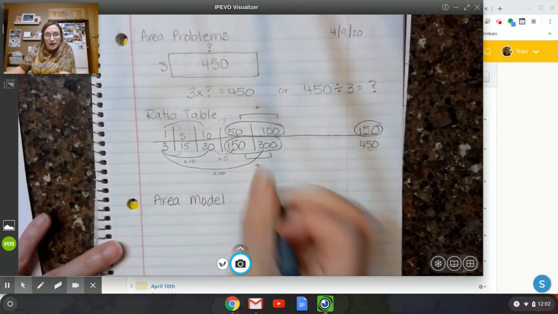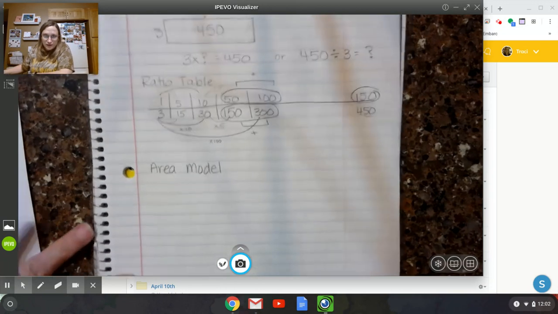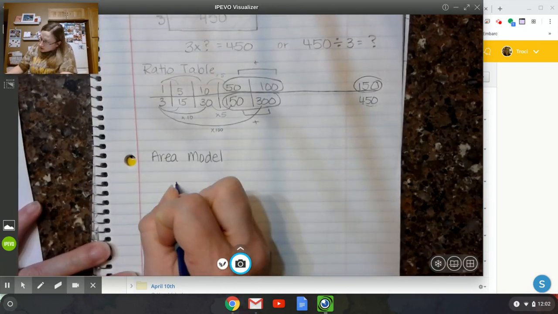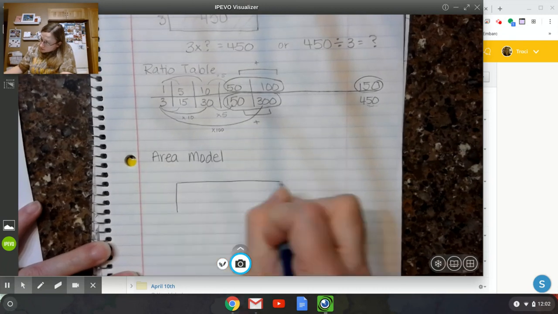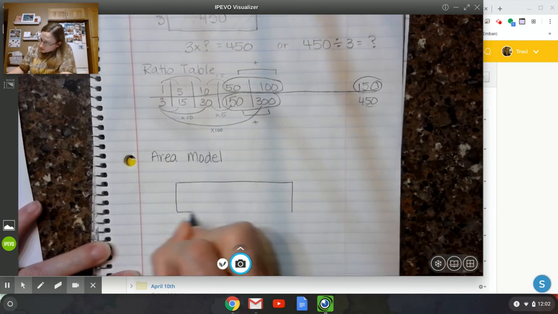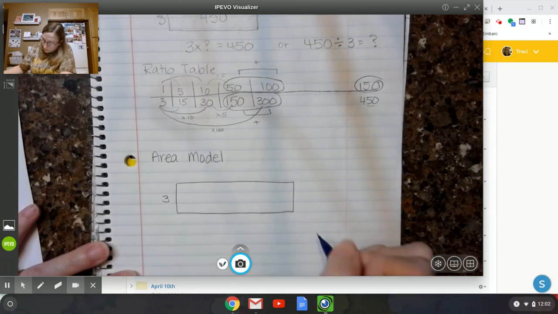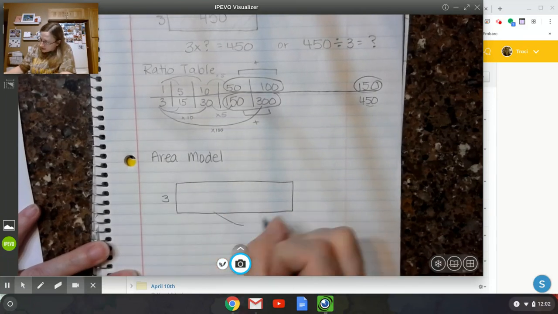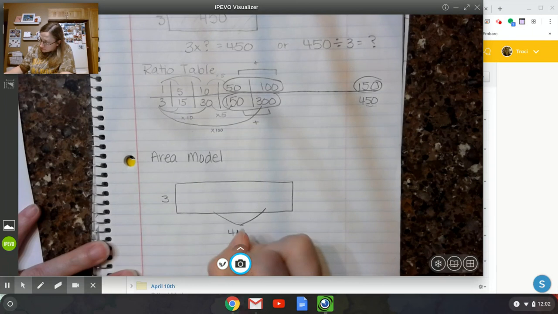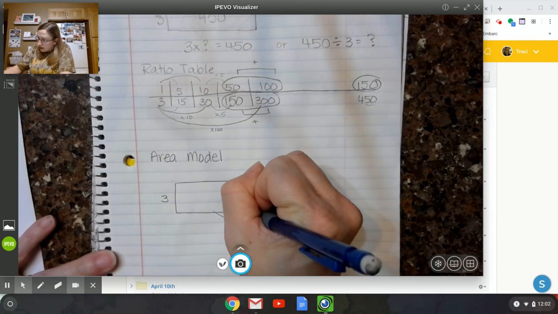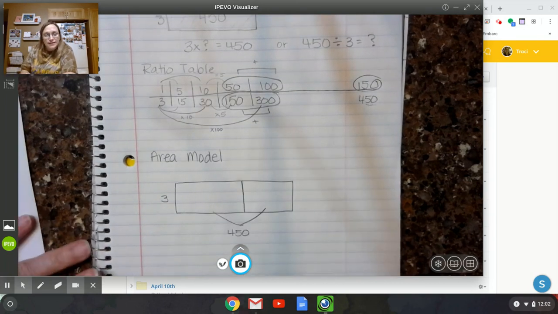And again, you can copy this in your notebook, or you can come back to this video if you need some help, or look at those posters I showed you. So in multiplication, we have our area model, and we have the outside, and we try and figure out the inside. Well, I know my 3, and I know this inside equals 450. So let's think about what we can do. How can we break this 450 down?